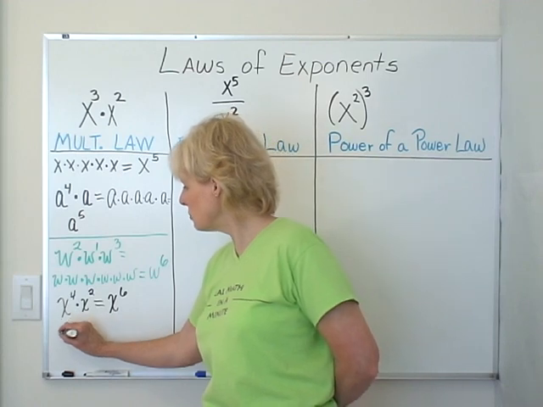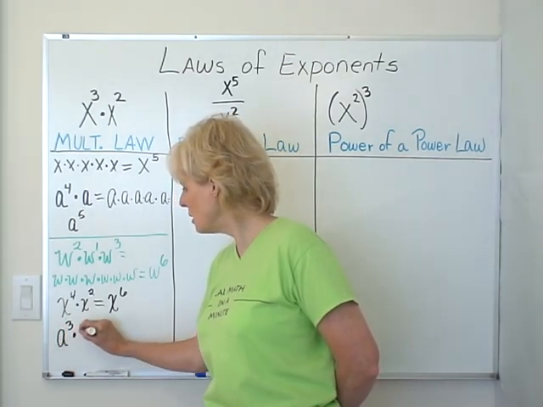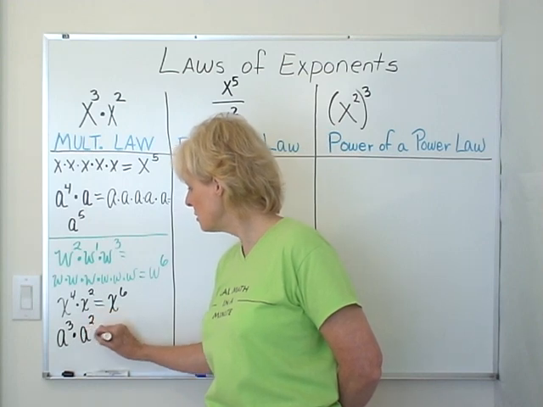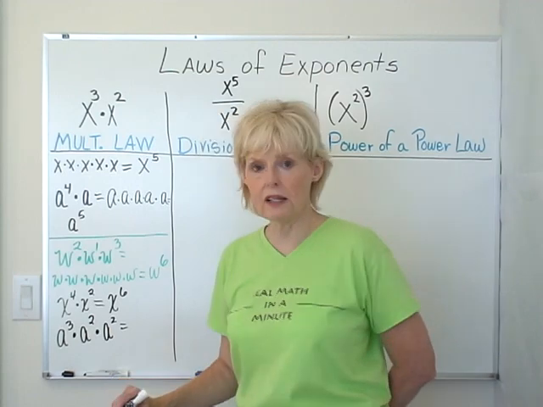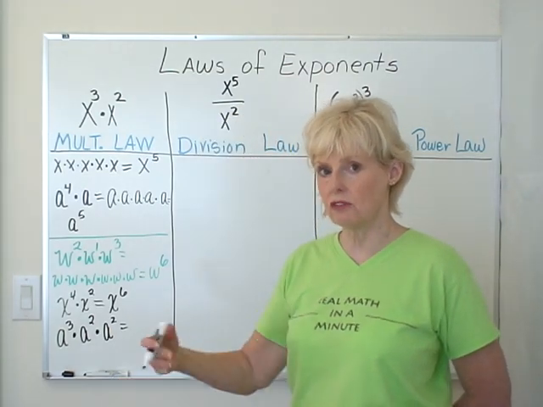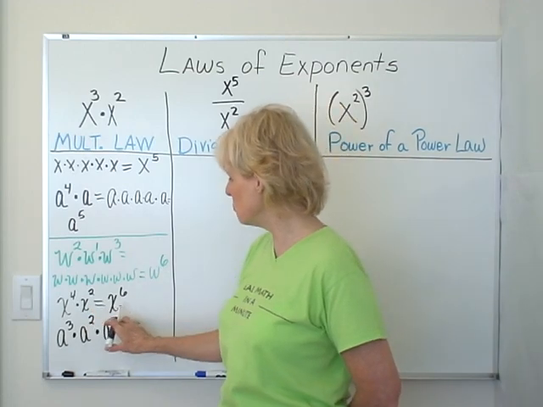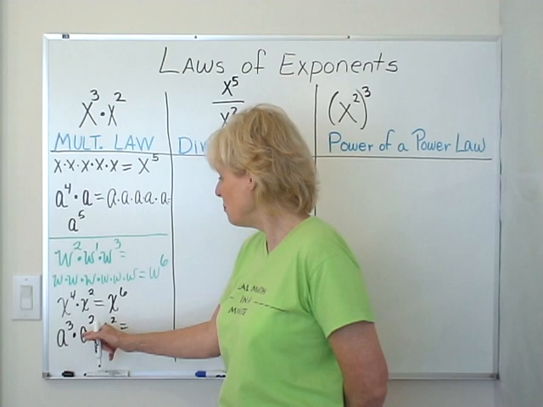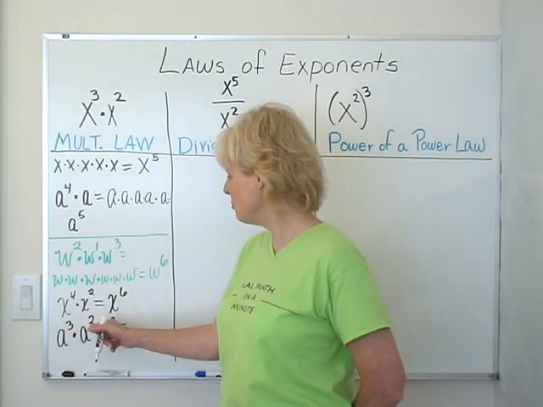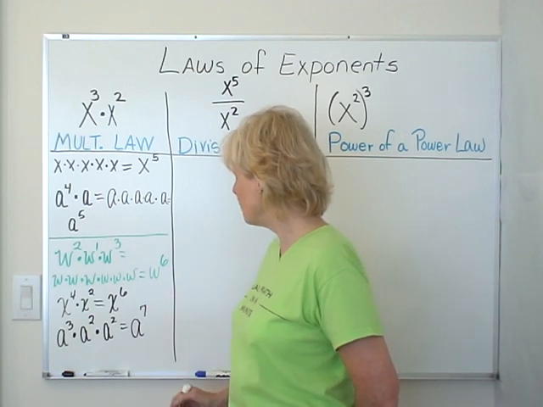Well, let's try this one. Let's suppose we've got a to the 3rd times a to the 2nd times another a to the 2nd. You can write them all out, or you can visualize them all being written out. But think it through. This means you've got 3 of them, 2 of them, and 2 of them, all as factors, all multiplied together. So how many have you got? You've got 3, and 2 is 5, and 2 is 7. So you've got a to the 7th power.